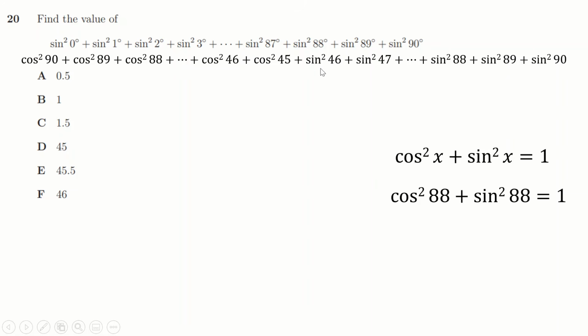Now, how many pairs are there? Well, it goes from 46 all the way to 90, so there are 45 pairs of 1s. And now, what's the only one that doesn't pair? Well, there it is. So I just need to figure out what this is. Well, cos of 45 is 1 over root 2, which means when I square it, I get a half. And then my answer is 45.5. And that's how we do that.